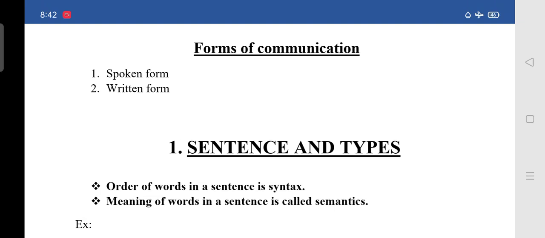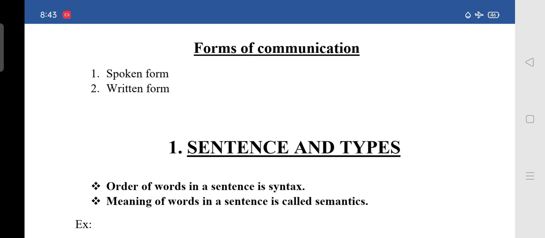In English, how many letters do we have? Alphabets, how many alphabets do we have? We have 26 letters, isn't it? So we have 26 alphabets, or we can say 26 letters. And how many sounds do we have? We have 44 sounds. So we have 26 letters in English and 44 sounds in English.